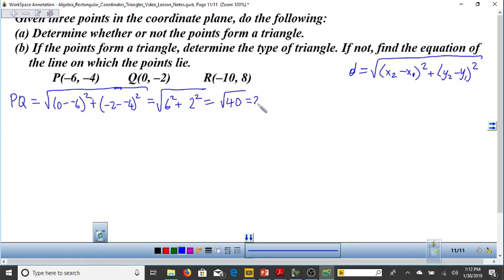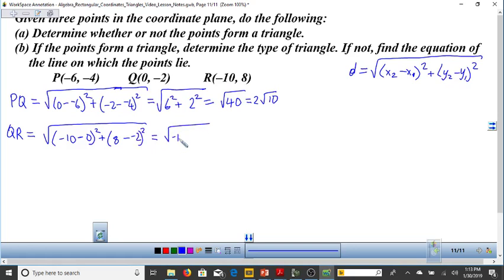Now let's do QR. QR, we have negative 10 minus 0 squared plus 8 minus negative 2 squared. And that gives us negative 10 squared plus 10 squared. And that's what will give you the square root of 200. And the square root of 200 is 10 square root 2.